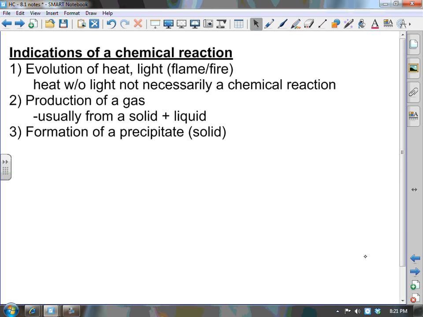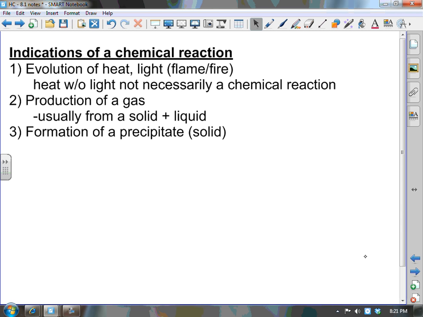So, three fairly obvious things that tell us a chemical reaction has occurred. And at some point, obviously, we'll show these in class. Number 1, a chemical reaction occurs, and there's heat and there's light. So we've got fire and flames. If we definitely have a fire or flames, it's an exothermic reaction. There was probably a certain number of chemical bonds being broken and or formed. Now, heat without light, not necessarily. Just because something gets warm does not necessarily mean a chemical change.